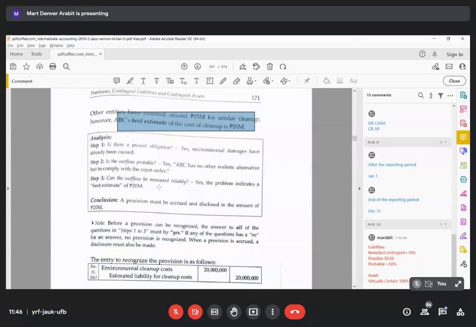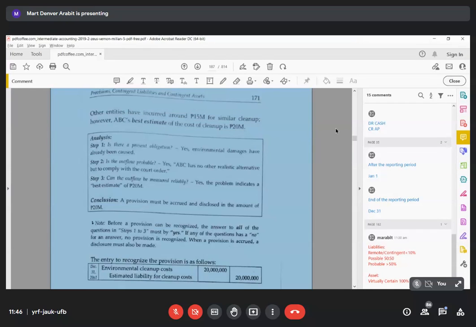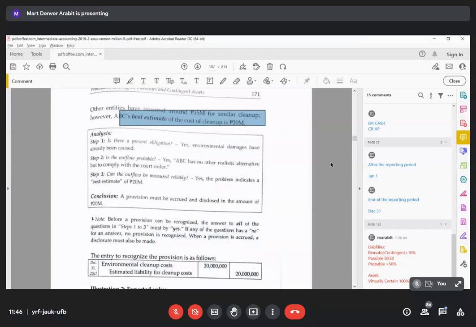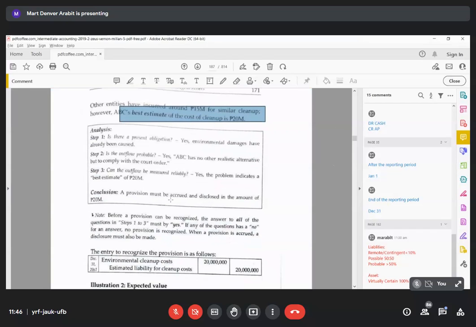Okay, so the conclusion: a provision must be accrued and disclosed in the amount of 20 million, since this is ABC's best estimate. Note, before a provision can be recognized, the answer to all of the questions in steps 1 to 3 must be yes. If any of the questions has a no answer, no provision is recognized.